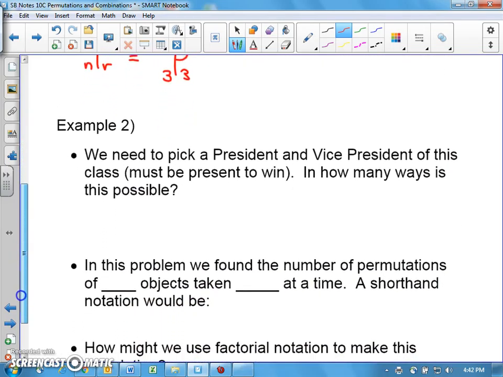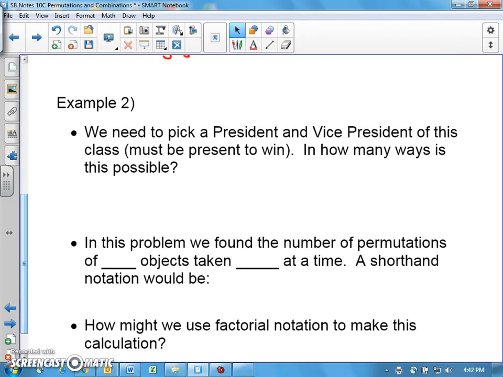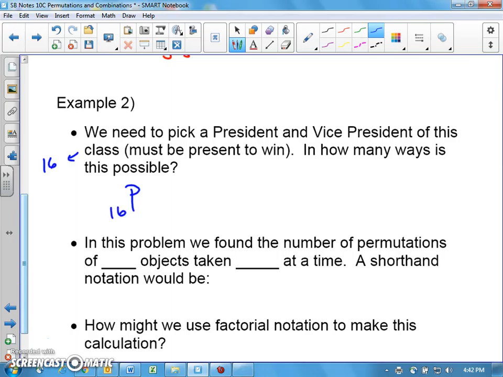So let's look at example 2. This time we need to pick a president and a vice president of the class. And let's assume that there are 16 people in the class. In how many ways is this possible? So we can look at this again in terms of being a permutation. This would be a permutation of 16 people, but I'm not choosing all 16 this time. I'm only going to choose 2. In this problem, we find the number of permutations of 16 objects taken 2 at a time.